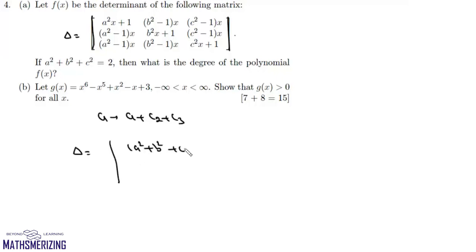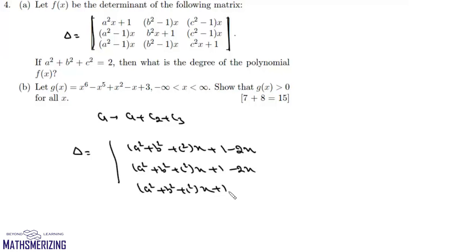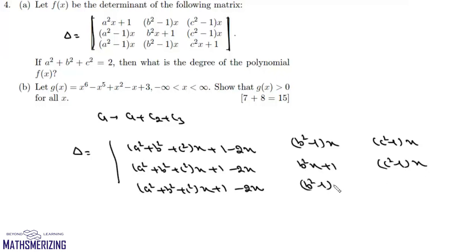and it'll be (a square plus b square plus c square) into x plus 1 minus 2x, and here in the second one we'll get a square plus b square plus c square x plus 1 minus 2x, and here also we'll get a square plus b square plus c square x plus 1 minus 2x, and here we'll get b square minus 1x, c square minus 1x. This is b square x plus 1, c square minus 1x, b square minus 1x, and c square x plus 1.